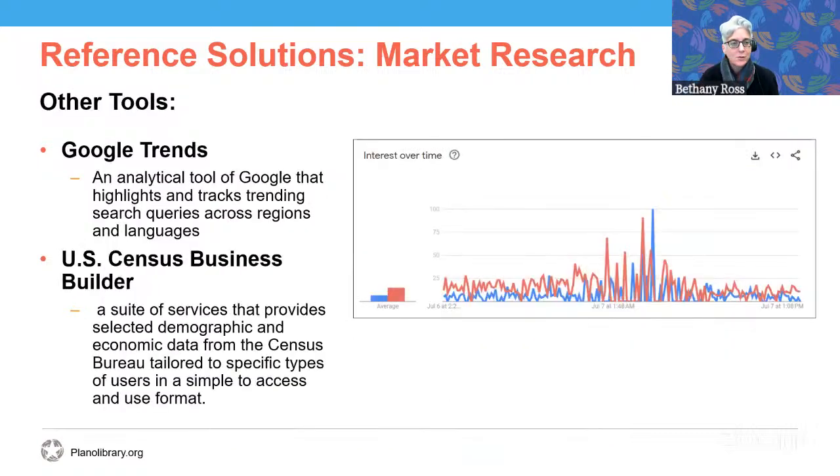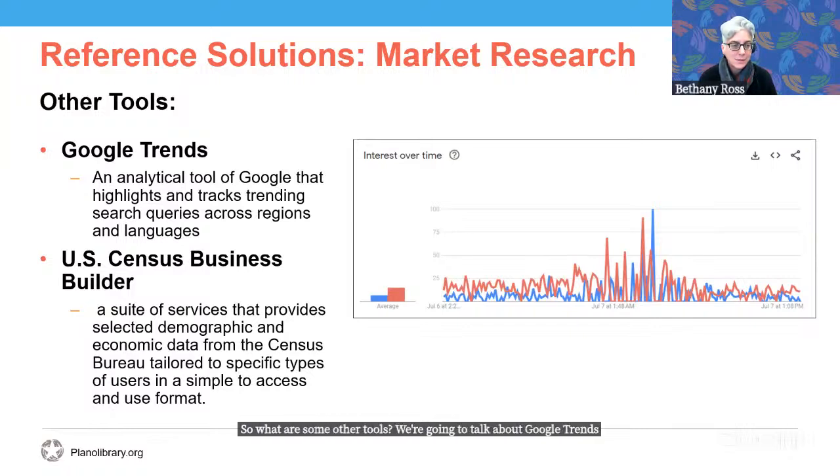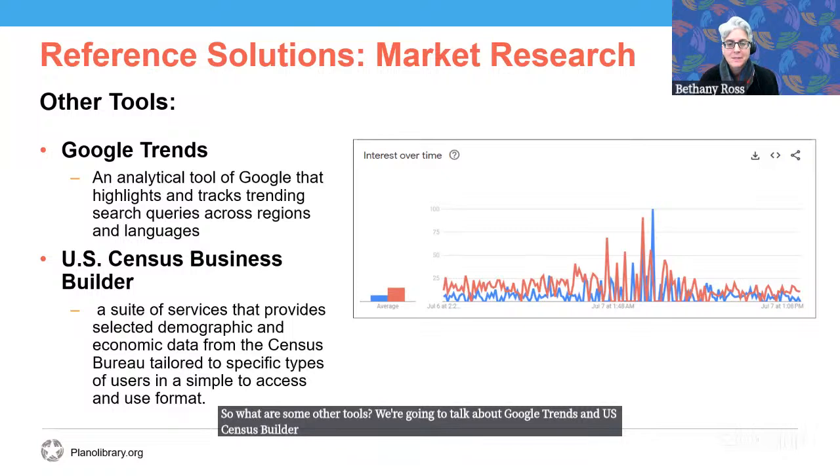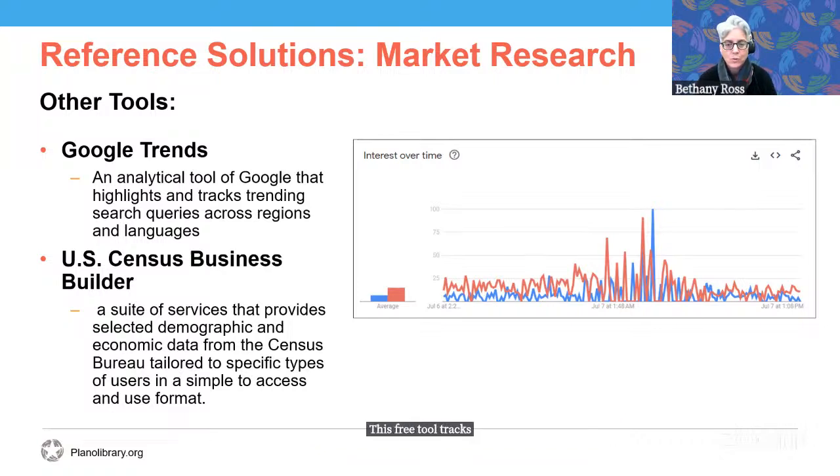So what are some other tools? We're going to talk about Google Trends and US Census Business Builder. One tool is Google Trends, which is an analytical tool of Google that highlights and tracks trending search queries across regions and languages used online. This free tool tracks search terms with comparison options, interest over time. It compares breakdown by subregion, related queries, top terms, and rising terms.